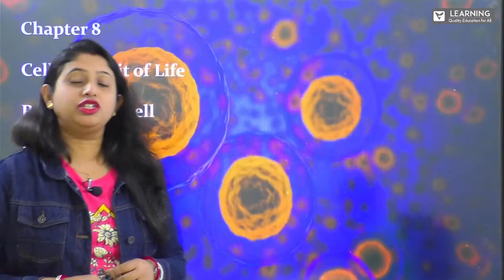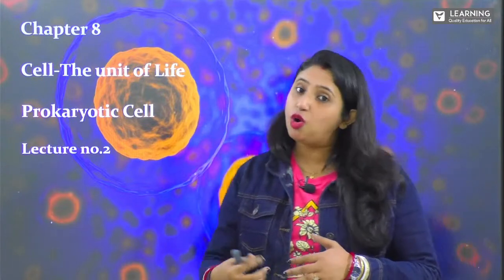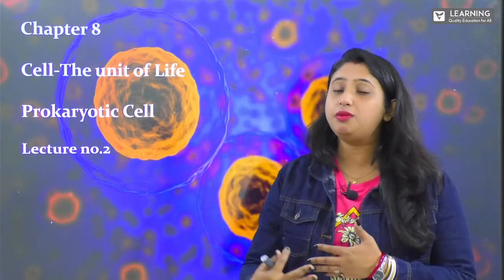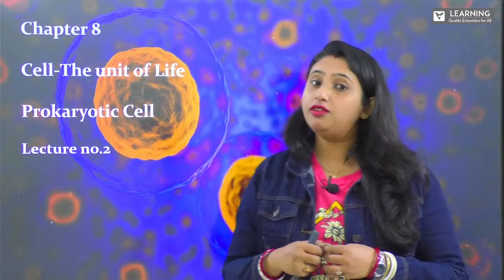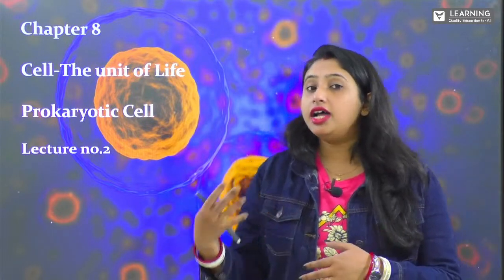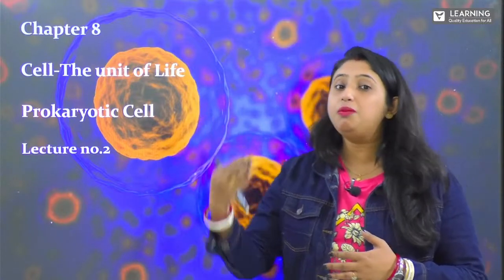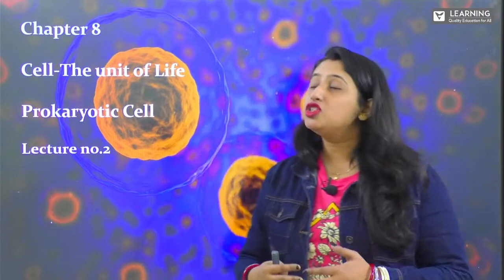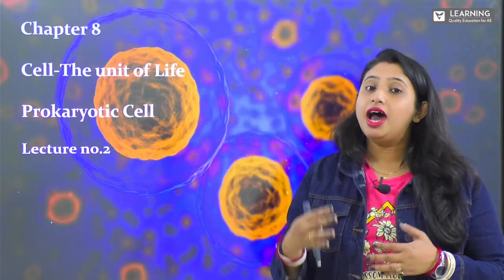So in the previous class, we started with chapter number 8, isn't it? We looked into the overview of the cell, where you understood who discovered the cell. We looked into the various cell organelles present inside the cell, and you learned about the two types of cell, the prokaryotic cell and the eukaryotic cell. We also discussed the difference between the plant cell and the animal cell, right?